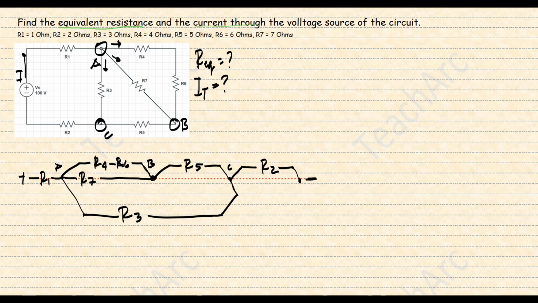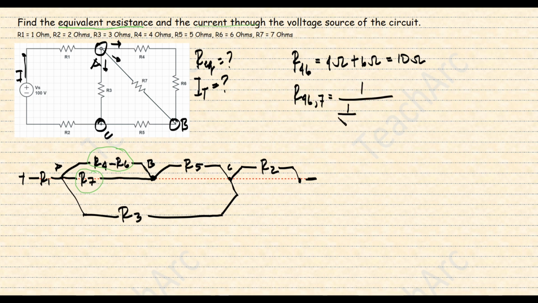From the illustration, we can see that R4 and R6 are connected in series, and these two also are connected in parallel with R7. We will get 10 ohms from adding R4 and R6, and we will get 4.12 ohms after simplifying R4, 6 and R7 since they are connected in parallel. Now you can redraw again the illustration if you want, so you can have a better view of the simplified circuit. We can already flatten R4, 6, and 7 as well as R5 and R2.